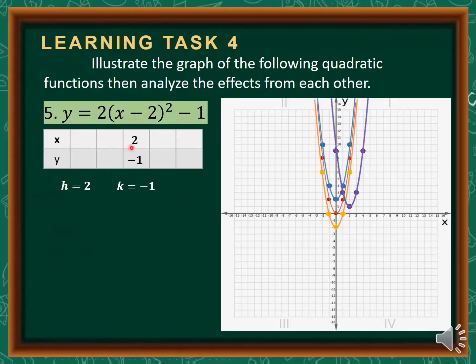Asan si 2, negative 1? Okay, so dito 3, 4, dito 1, 2. 2, negative 1. Okay, andito po siya. No? Yun, 2, negative 1.